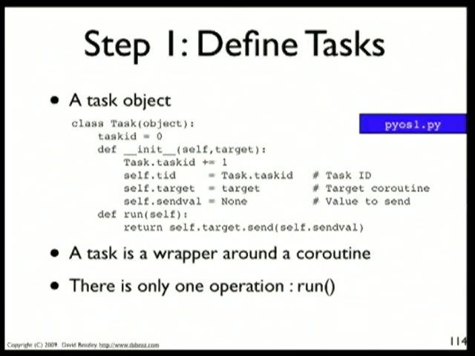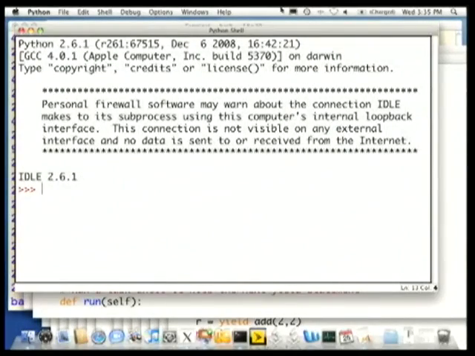The first thing we're going to do, and I'll try to take it at a reasonable pace, is define an object which represents a task. I have this in a file, pyos1. What this object is, is basically a wrapper around a coroutine. So let me look at that.